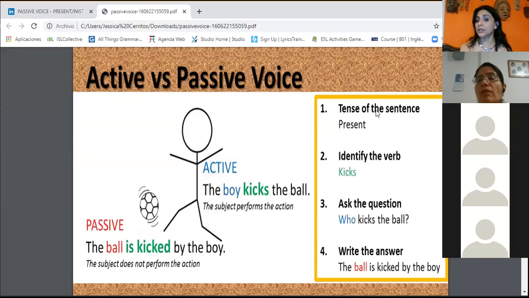The first thing you need to do is to realize in which tense you are speaking. So the tense of the sentence is present, then you have to identify the verb of the sentence, which is kicks. Then you ask the question, who kicks the ball? And then you say, oh, the ball is kicked by the boy, because who kicked it? The boy did. Do you understand?